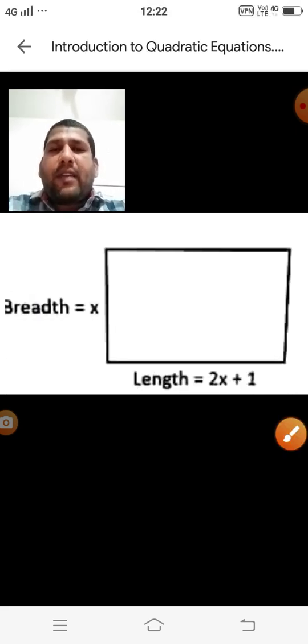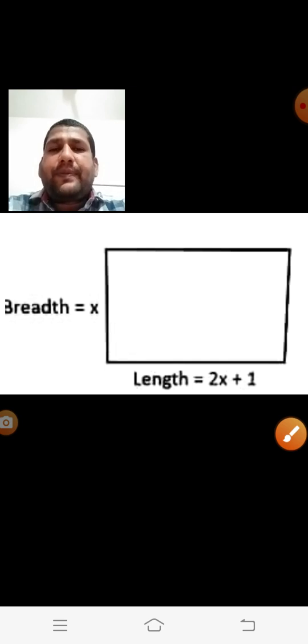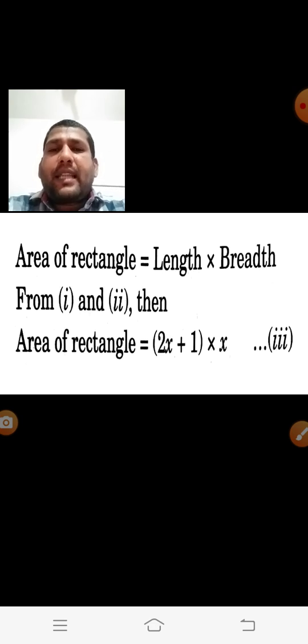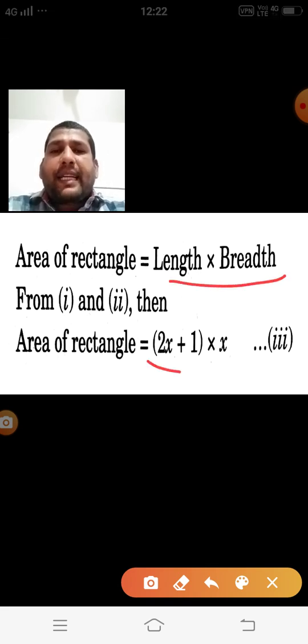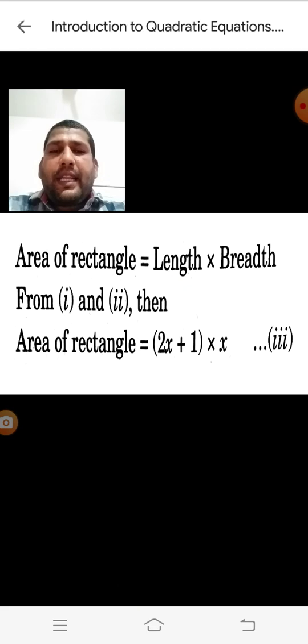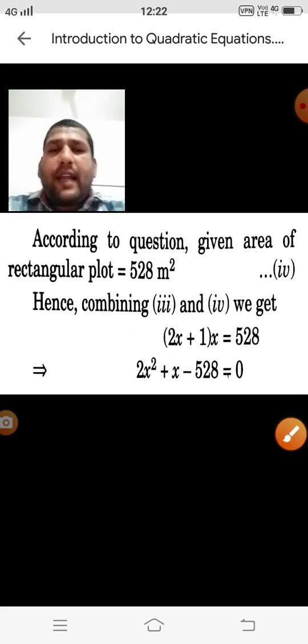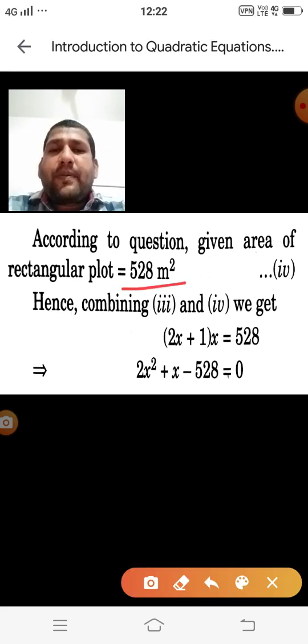Area of rectangle we know, if we have to find the area of rectangle, then length is given, breadth is given, then length into breadth. Then area of rectangle we are getting, length is 2x plus 1 and breadth is x. Then we are getting the product of these two, and the area is given 528, means this value is equal to 528 according to the question.